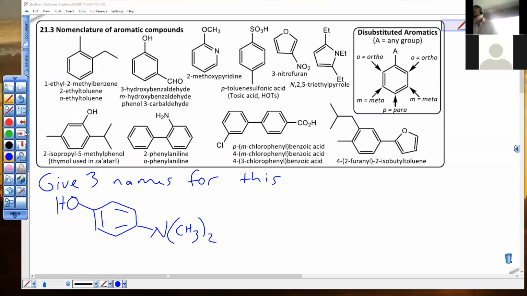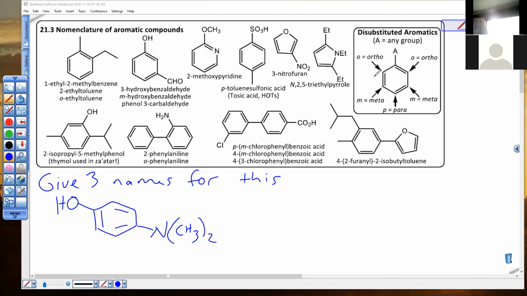We see para-toluene sulfonic acid here. And everything in this box is a di-substituted benzene. That's when we're allowed to use the ortho, meta, para system for naming di-substituted aromatics. That's what we have right here.